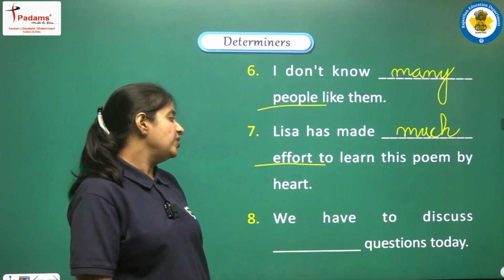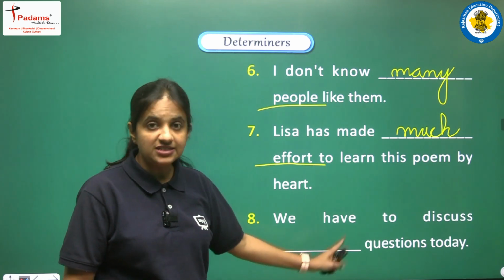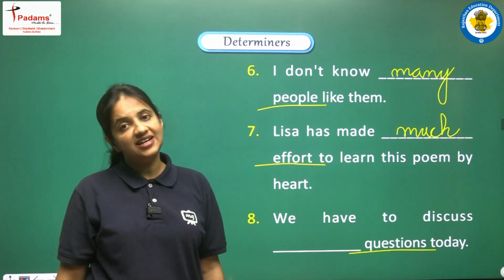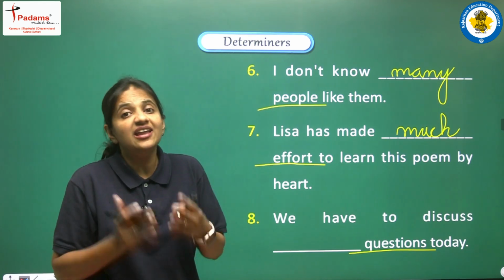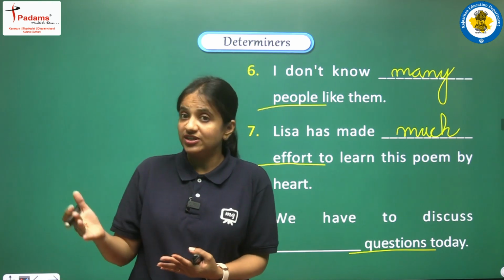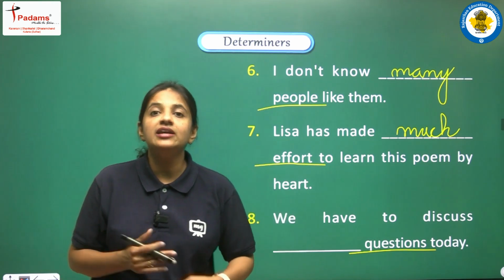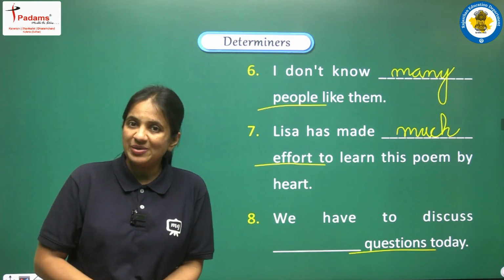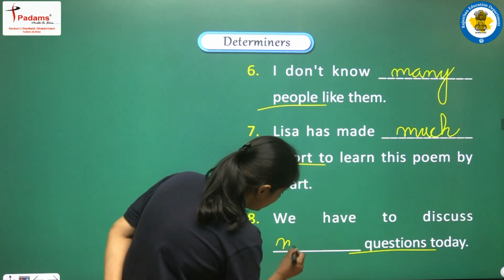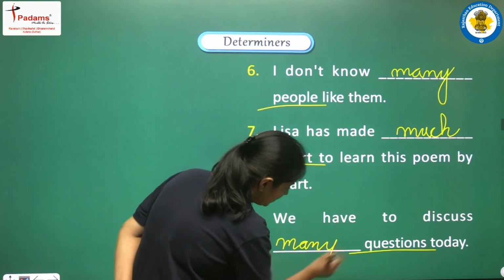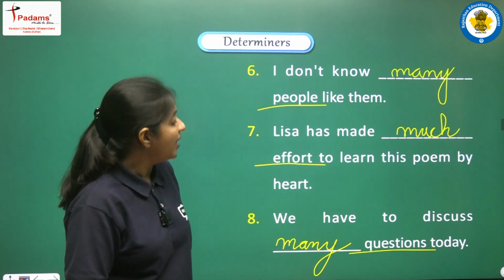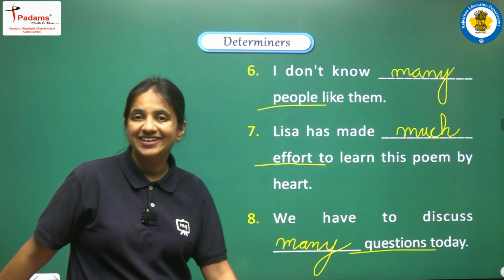Next sentence, we have to discuss questions today. So here our noun is questions. Questions, yes, it's a countable noun. We can count the questions. We can say that in this chapter there are 10 questions. I am having 20 questions in my question paper. So questions is a countable noun, and for that here we have to use many. And the complete sentence is, we have to discuss many questions today.